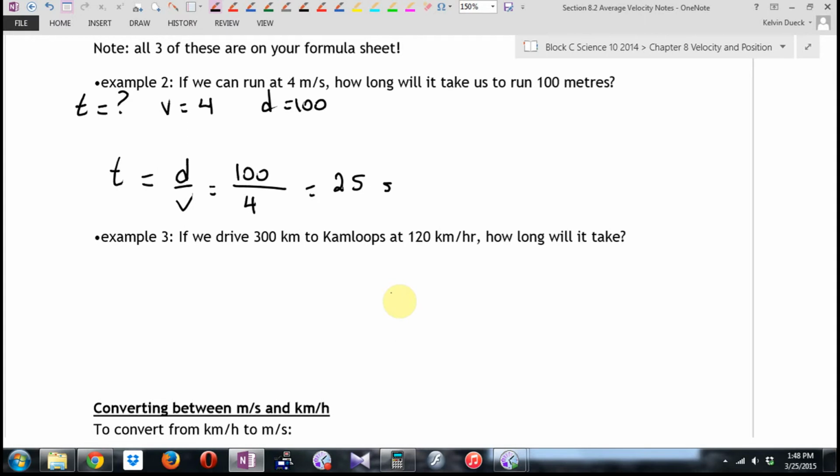Example 3. Read example 3 to yourself. I'll read it out loud. If we drive 300 kilometers to Kamloops at 120 kilometers per hour, how long will it take? What's example 3 asking me to find? Distance or speed or time?